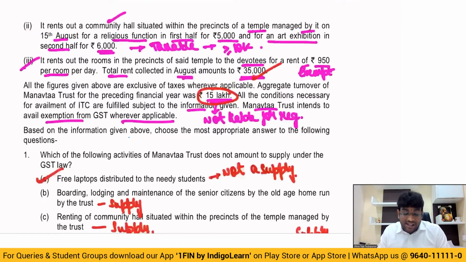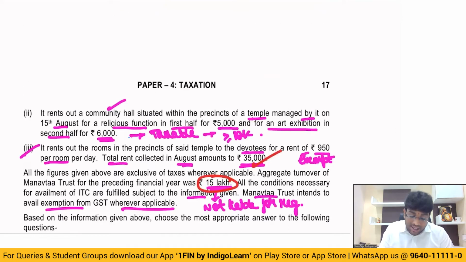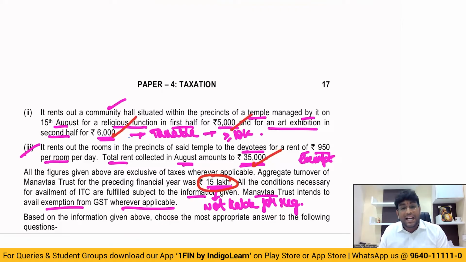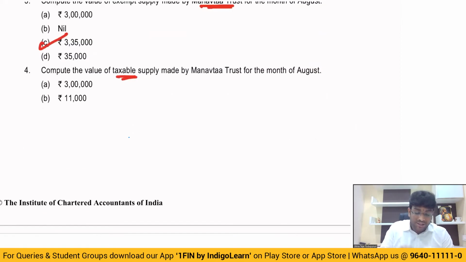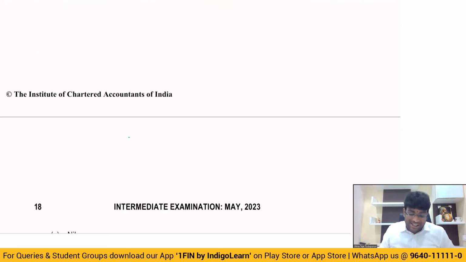Out of the whole thing, we discussed that only one thing is taxable. That is this 6,000 plus 5,000, 11,000. And that is taxable because the total is 10,000 or more. Renting of open area Kalyan Mandapams for a single day where the rent is 10,000 or more will definitely become taxable. I'm sure we are getting clarity on this point, everybody. Excellent, guys. Come on, next.